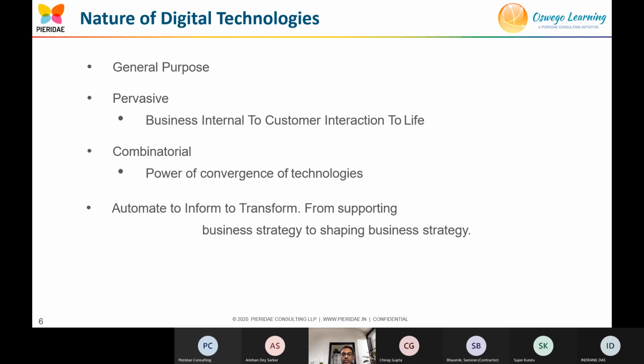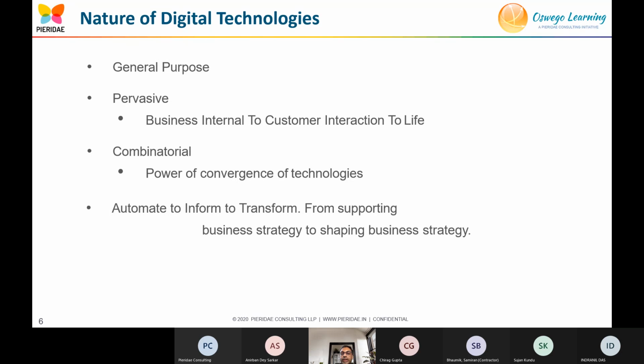So now, as we know the characteristics of digital technologies, what IT does is support the business strategy. So your business has devised a business strategy, and they will ask your CIO to implement certain tools and methods to support that strategy. Now, with the help of digital technology, it's changing. It's from supporting your business strategy to shaping your business strategy. Means now your technology is shaping your business.